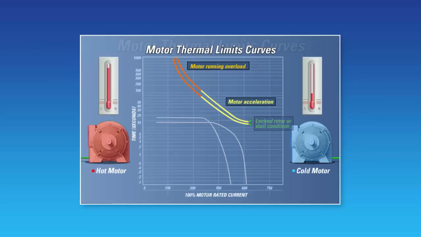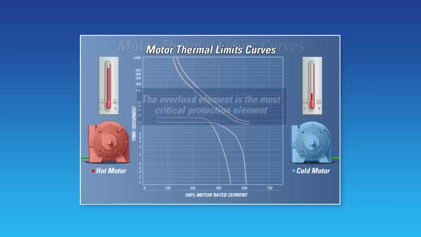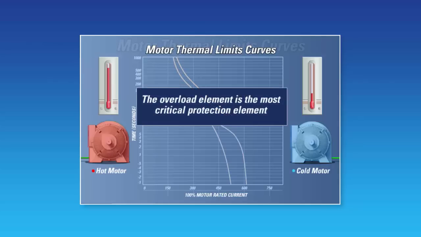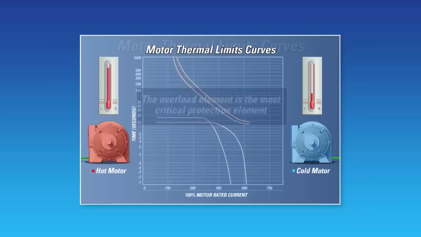For most motors, the motor thermal limits are formed into one smooth, homogeneous curve. The relay's overload element is the main protection element and is the most critical to motor protection. It is always active and cannot be shut off. Motor data sheets should be supplied with every motor. Part of this data should be a thermal limit or thermal damage curve, which indicates the amount of time a specific amount of current can be supplied to the motor without damaging the motor.